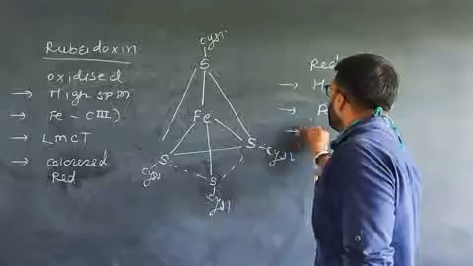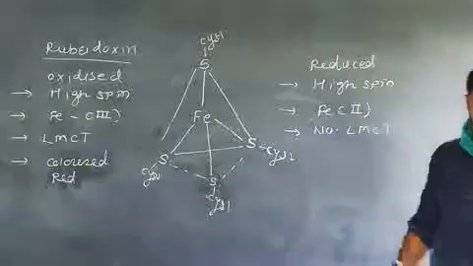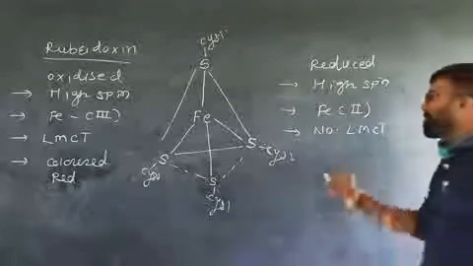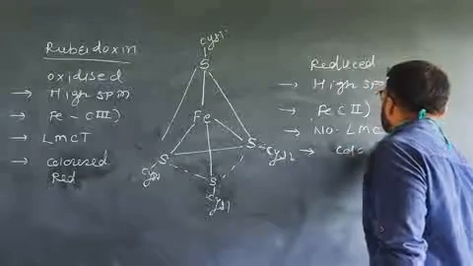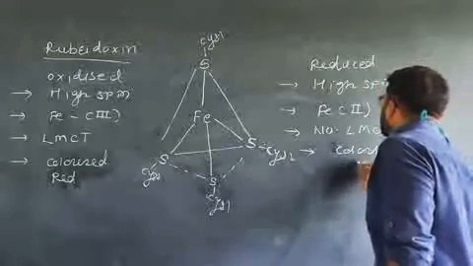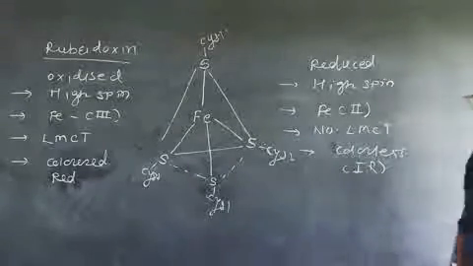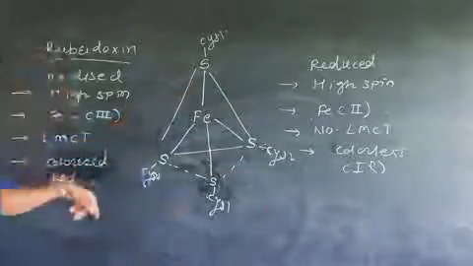Here there is no LMCT, that means ligand to metal charge transfer is not taking place in the reduced form of rubredoxin. Therefore, it is colorless, and it absorbs in the IR region, infrared region. Which one? Reduced form of rubredoxin. These are the features of the structure.